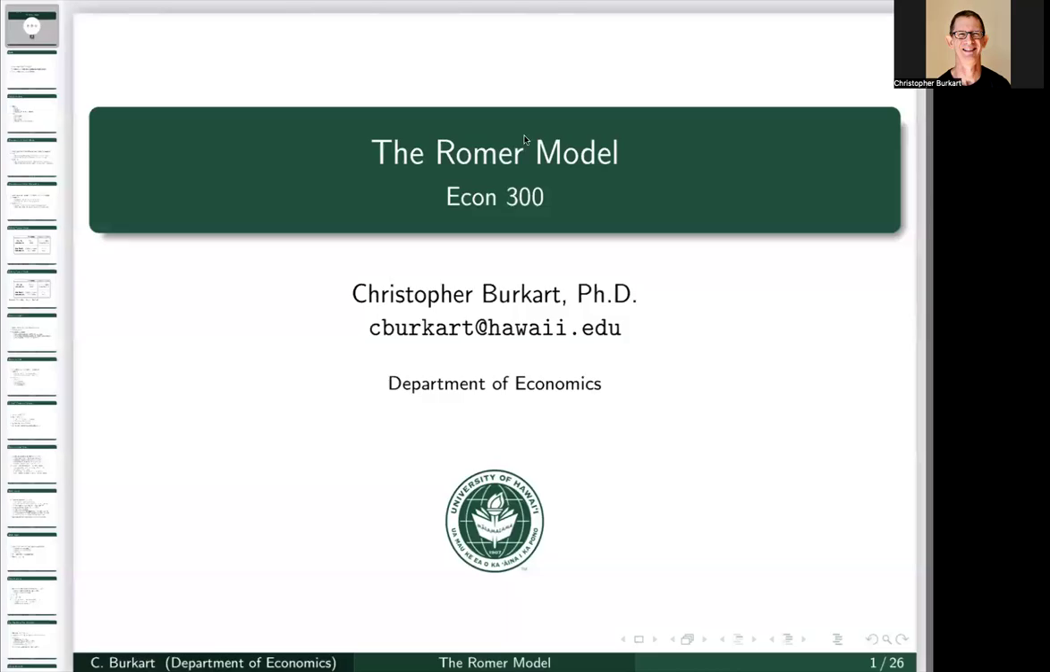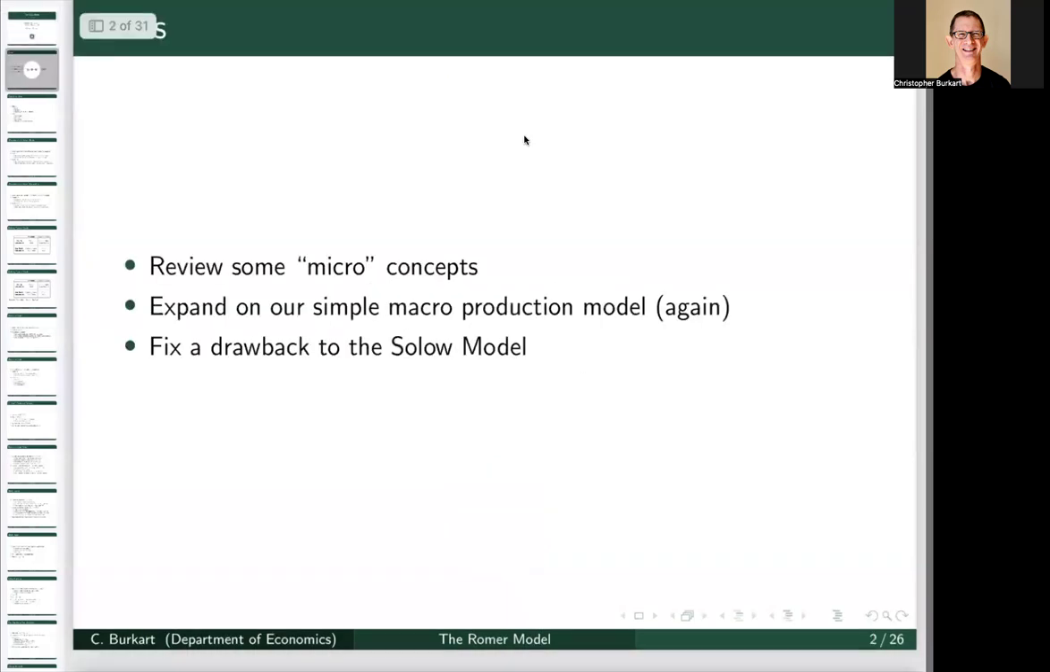Okay, hello everybody. We are going to embark here on a discussion of our next iteration of our long run model, which is called the Romer model. So basically, we're going to go back. The first video will probably cover most of my first bullet point here.